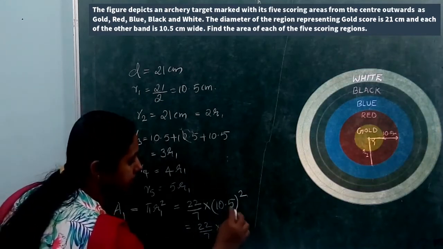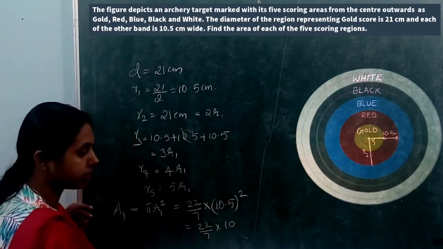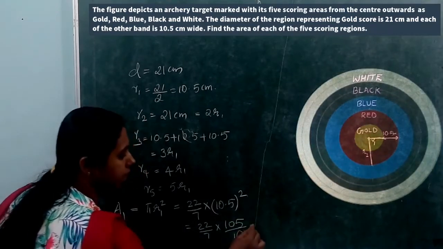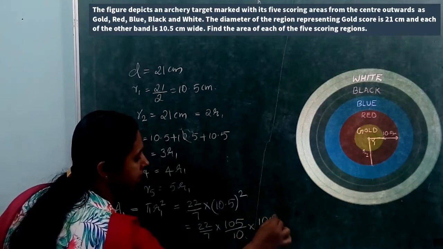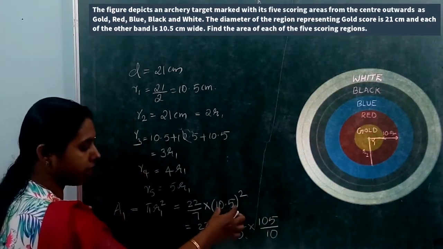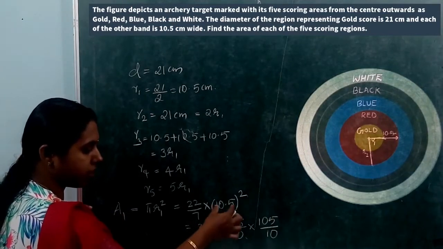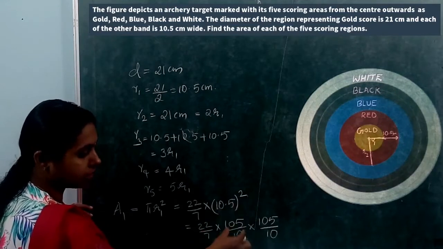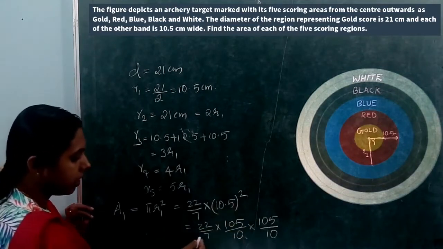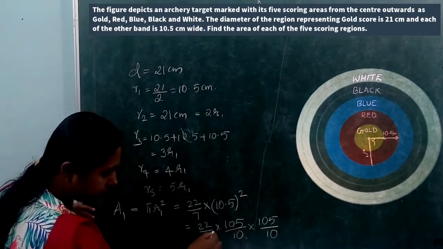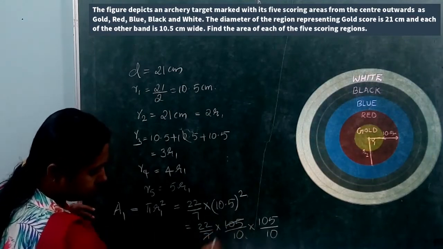10.5 we can write it, multiply the numerator and denominator by 10, then it will be 105 by 10. 10.5 whole square is 10.5 into 10.5. I write it in the form of fraction. Now it is decimal form, I change it to fraction form. Now when you solve this, you can see 105 in 7, how many times?